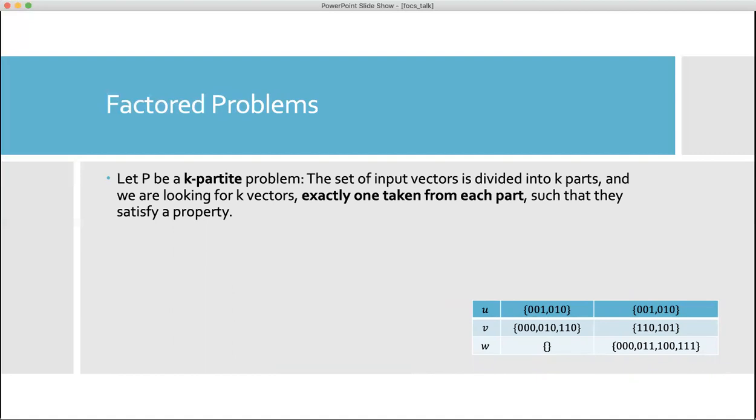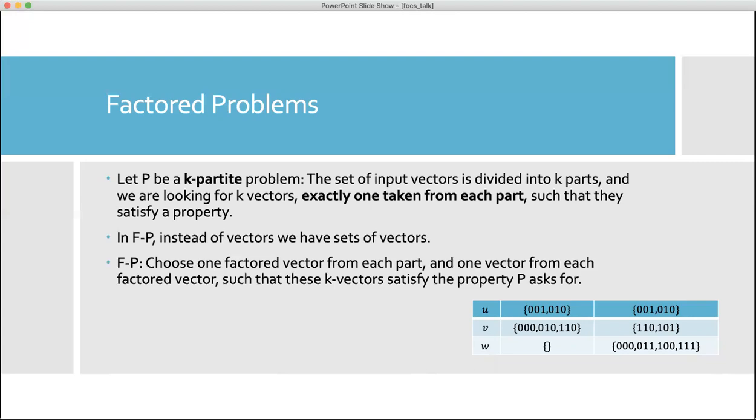Let's define factored problems in general. So factored problems are defined on problems that are k-partite. It means that the set of the input vectors is divided into k parts, and we are looking for k vectors, exactly one taken from each part, such that they satisfy a property. For example, in KOV, the property is that they should be orthogonal, and in the counting version, we want the number of k-tuples of vectors that satisfy the property.